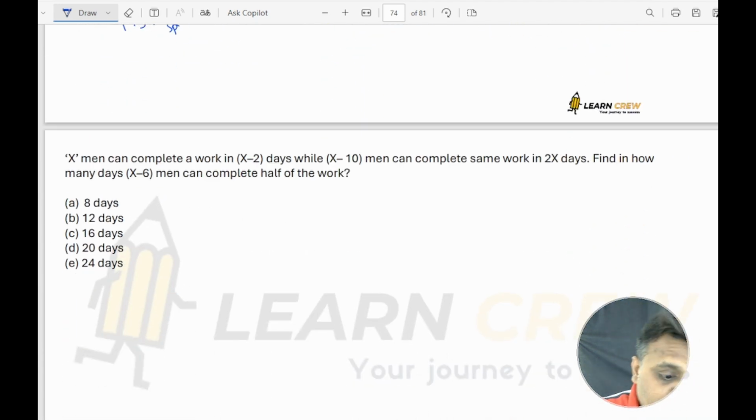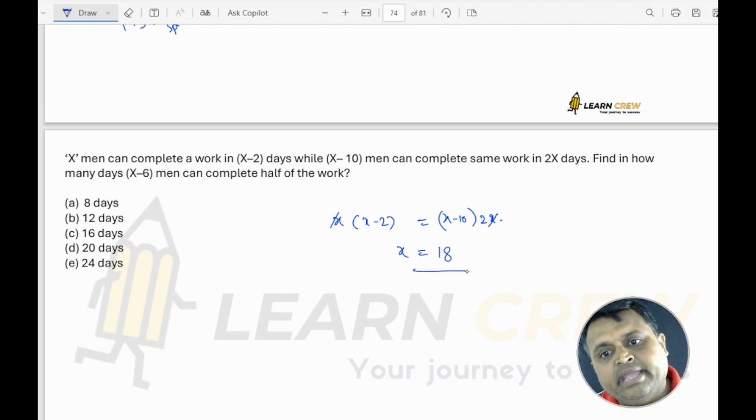Now, x men can complete a work in x minus 2 days, while x minus 10 men can complete the same work in 2x days. So always men into days is equal to constant. So x into x minus 2 would be x minus 10 into 2x. x can cancel, so x minus 2 is equal to 2x minus 20. From this I will get x as 18. So x is 18.